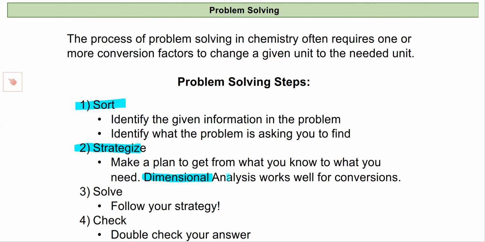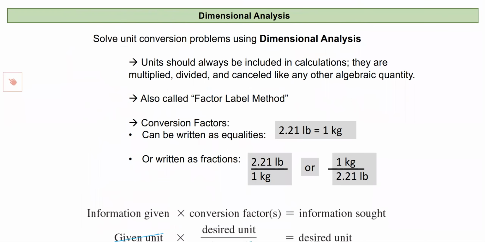We'll talk about dimensional analysis here next. It's a great way to solve conversion problems for a strategy. Then I just follow my strategy and solve the problem and then double check the answer. So the real bulk of problem solving comes in your first two steps: sorting out your information and identifying what is given and what it is you're looking for, and then developing a strategy. These are our two main steps in problem solving, so that when we're plugging things in our calculator, that's the easy part.